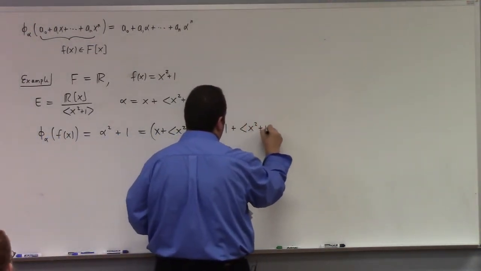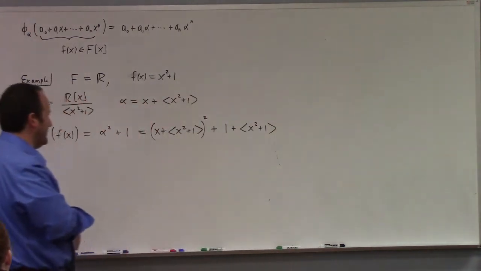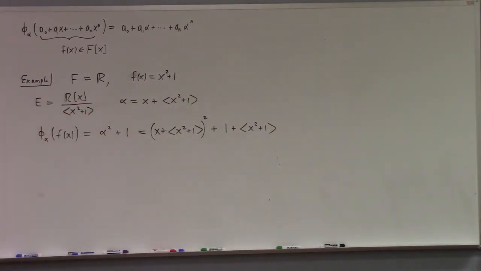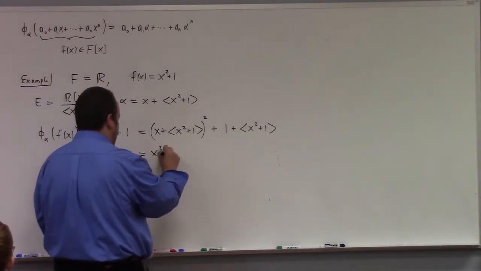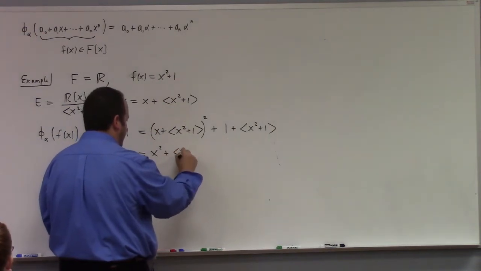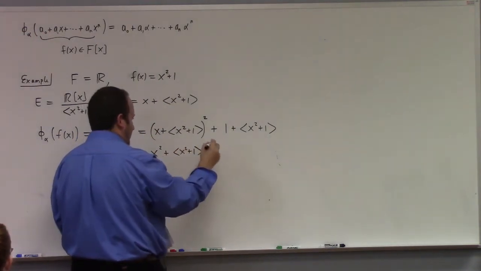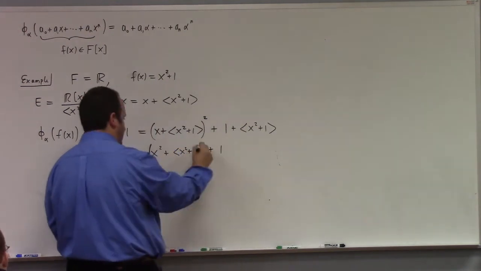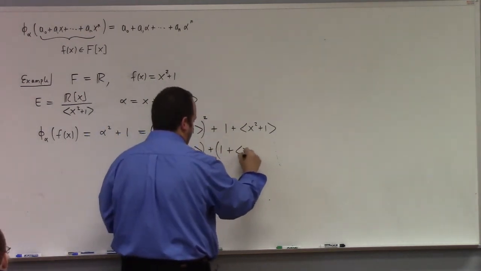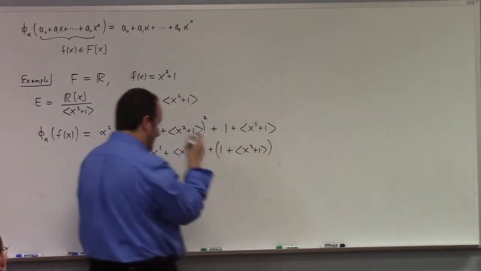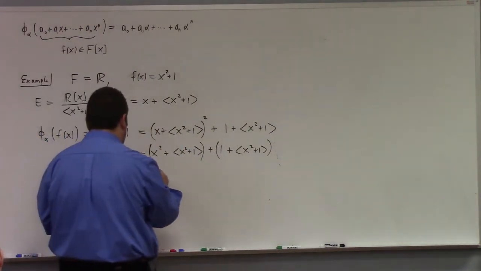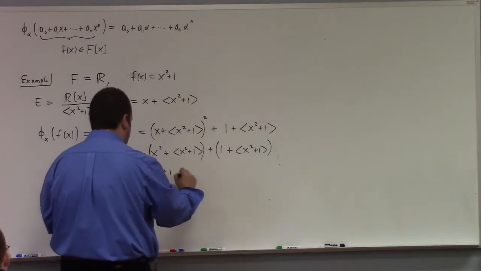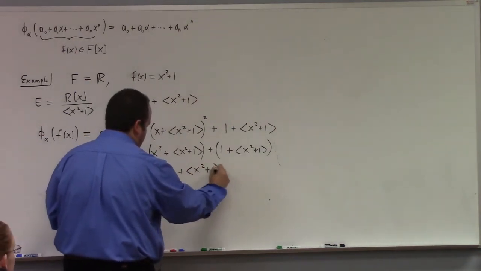So I don't know. You have to be aware of these things if you want to actually flesh out the details, is what I'm trying to get at. And I don't think I'm getting there very fast, and apologies about that. So this is x squared plus the principal ideal generated by x squared plus 1, plus 1, parentheses, plus the principal ideal generated by x squared plus 1, which is x squared plus 1 plus the principal ideal generated by x squared plus 1.